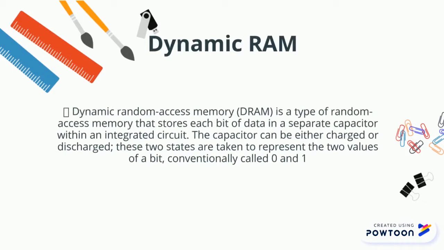Dynamic RAM. Dynamic random access memory, known as DRAM, is a type of random access memory that stores each bit of data in a separate capacitor within an integrated circuit. The capacitor can be either charged or discharged. These two states are taken to represent the two values of a bit, conventionally called 0 and 1.